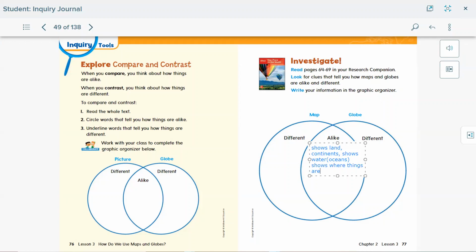All right. What's the difference in map and in globe? The map is flat. Very good. So we can say the map is flat. And it also shows a small part of Earth.